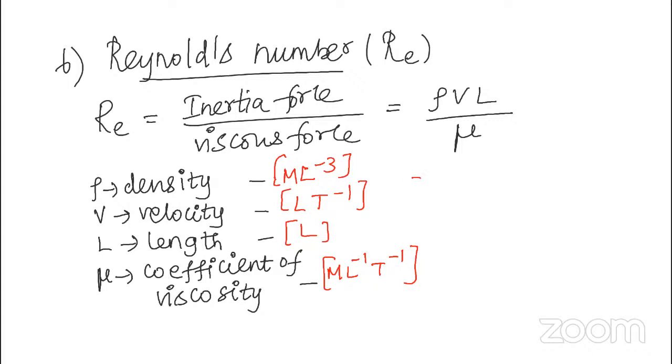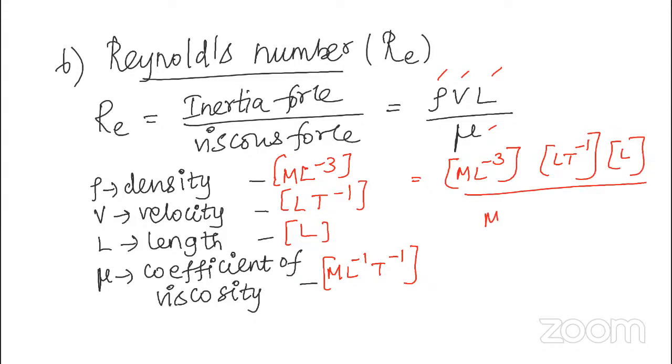Okay. Now all these values are substituted here. For rho, it is M L power minus 3. And here it is L T power minus 1. And for length, it is L divided by M L power minus 1 and T power minus 1. Now cancel all these things. M is cancelled. And L power minus 3.